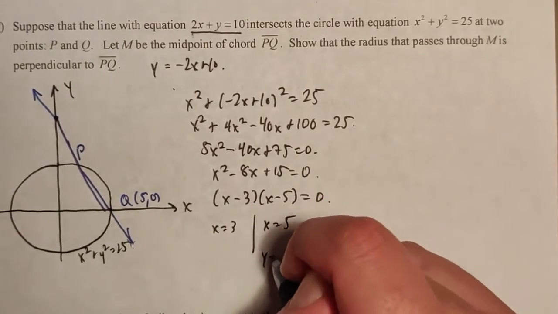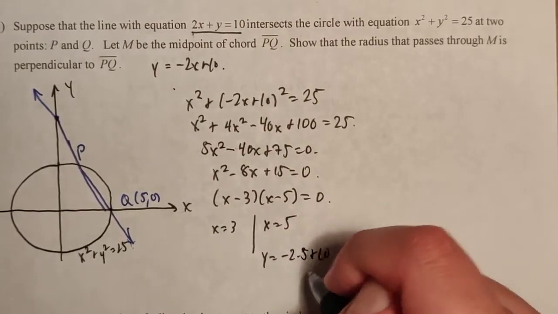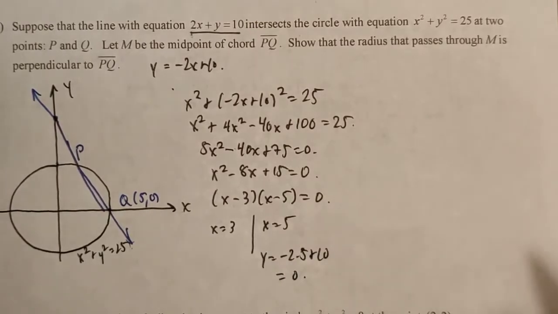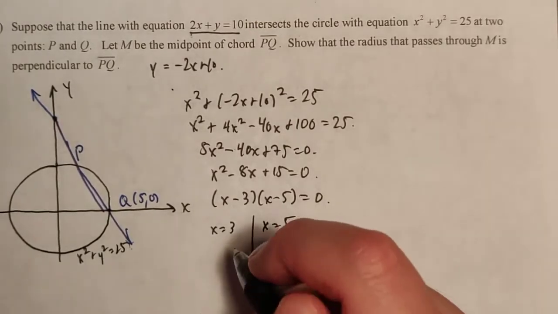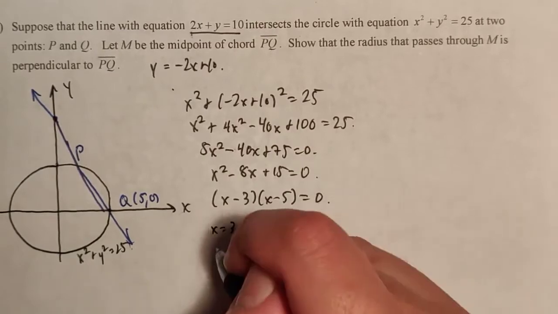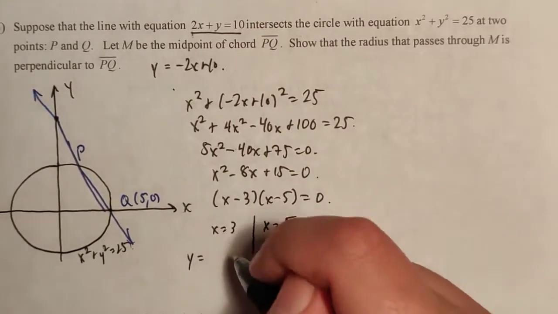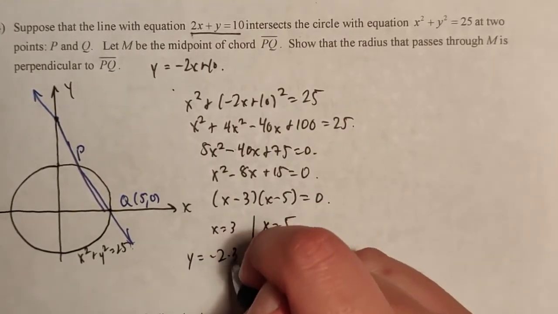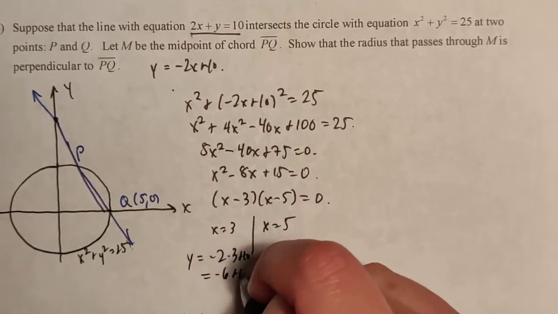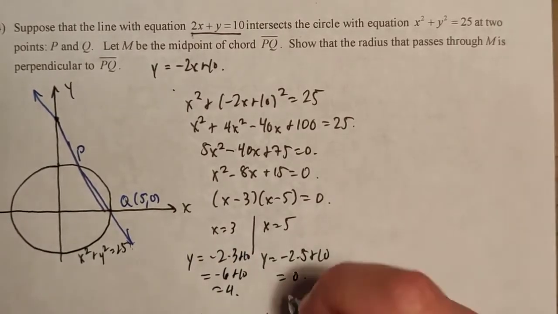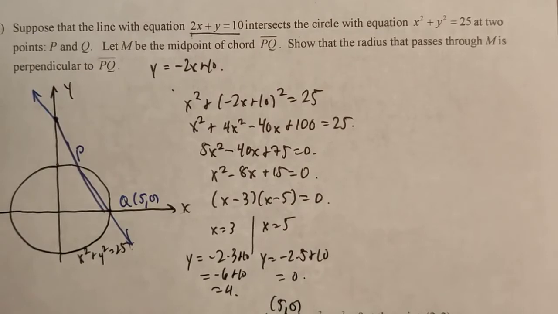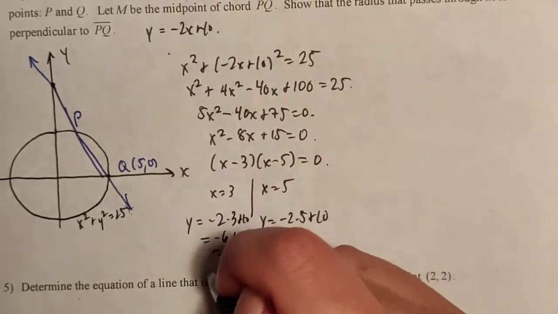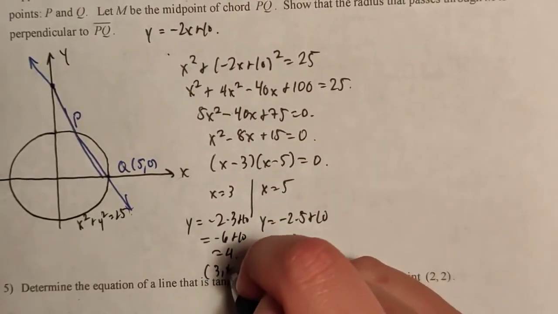In this case, y is going to be negative 2 times 5 plus 10, and that's 0. So that's going to be (5, 0). That's the same idea here. Whereas over here, with this 3, we get y equals negative 2 times 3 plus 10, which is negative 6 plus 10, or positive 4. So we have 2 points here at (5, 0) and at (3, 4), okay?